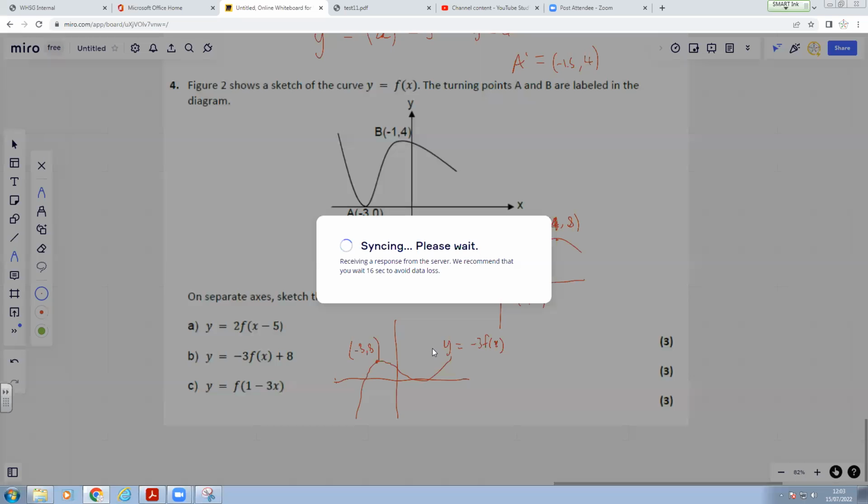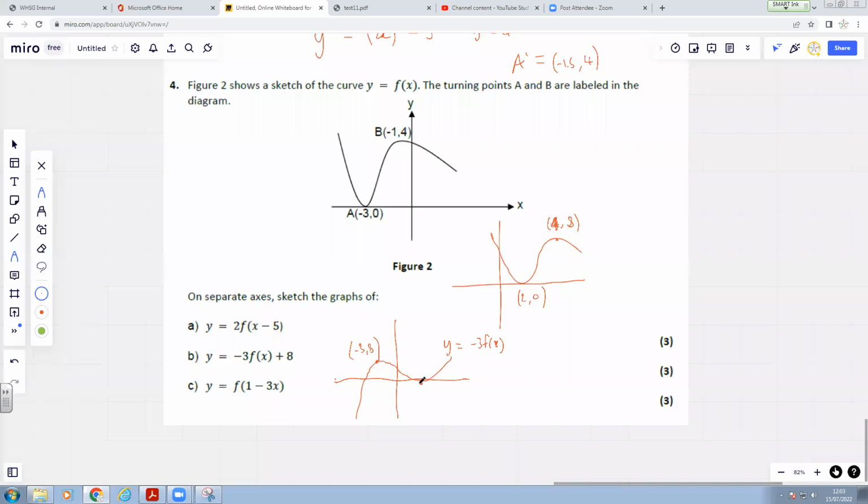Oh, why does it keep doing this sinking thing? It's quite annoying. We're just on the last question. I've almost finished. So this one is actually minus 1, minus 4. And it's because we were at minus 1, minus 12 before, but we increased it by 8.